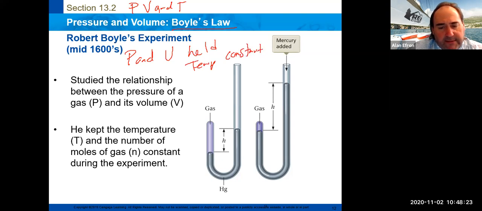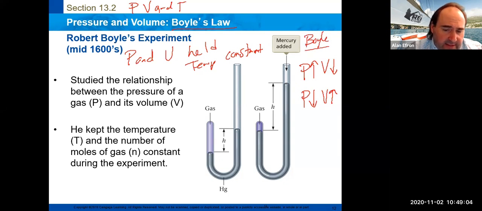So Boyle's law is looking at the relationship between the pressure of a gas and the volume of the gas while you hold the temperature constant. And what he saw is that the pressure and the volume relationship is inverse to each other. As the pressure went up, the volume went down, and vice versa. As the pressure went down, the volume went up. So that is Boyle's relationship here.